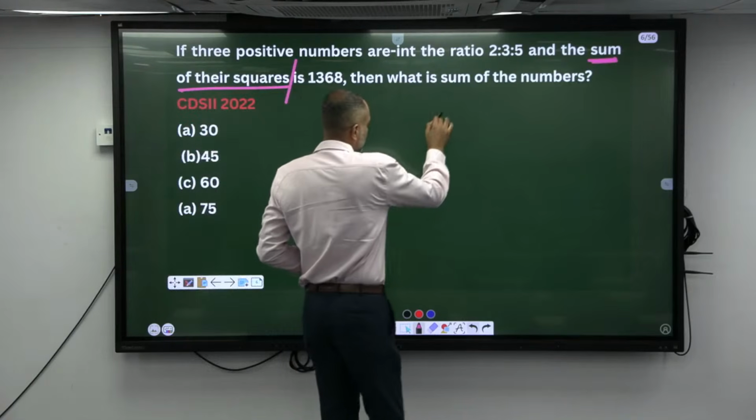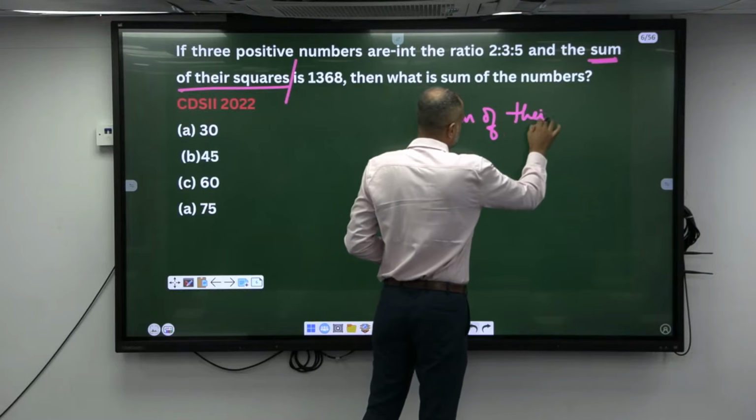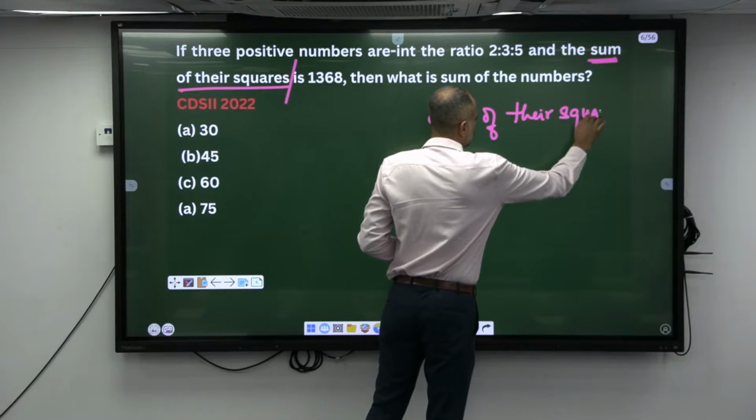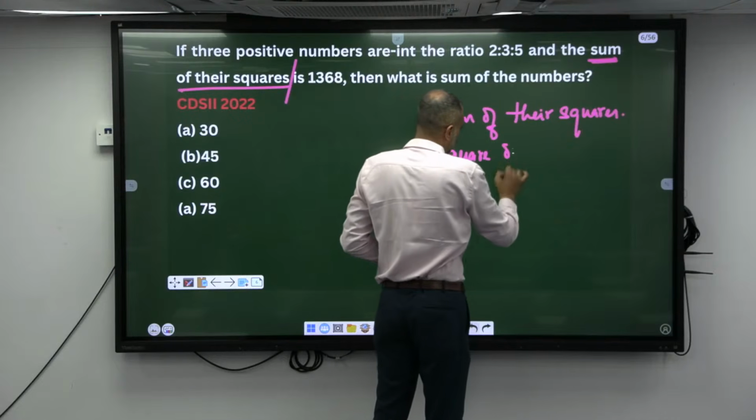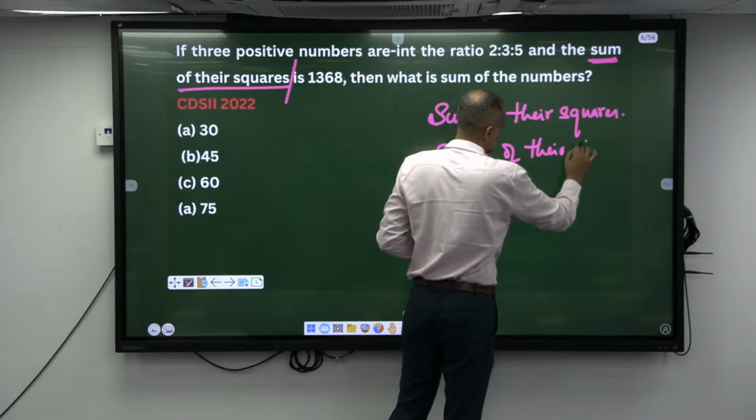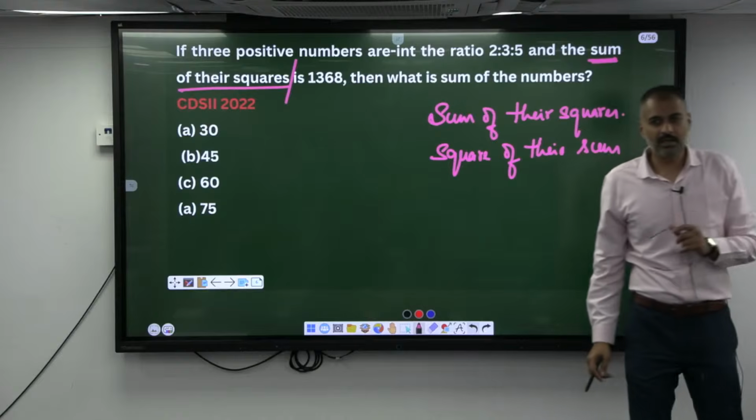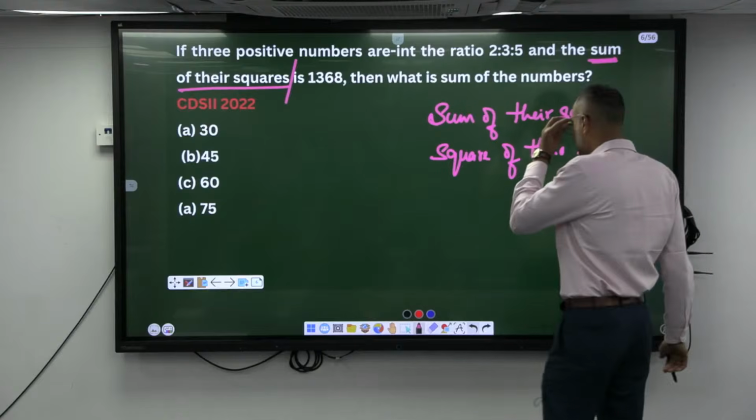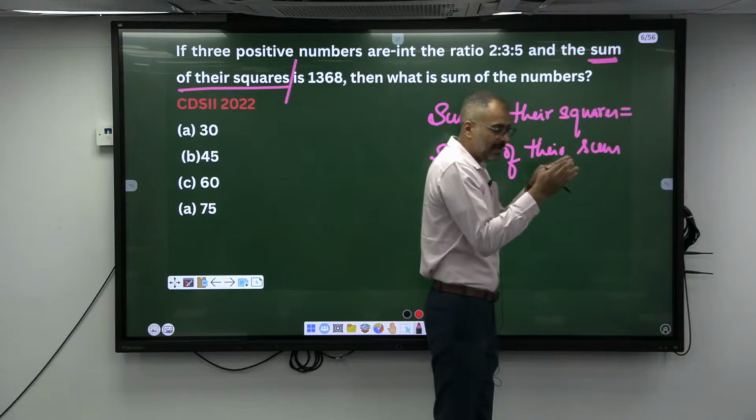See, look here now. Sum of their squares. Square of their sums or sum of their squares. Are these two one and the same? No. Sum of their squares means, should I square it and add it, or add it and square it?